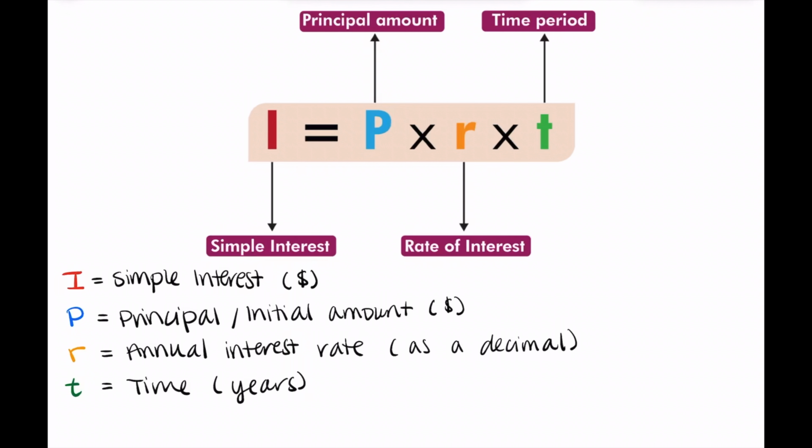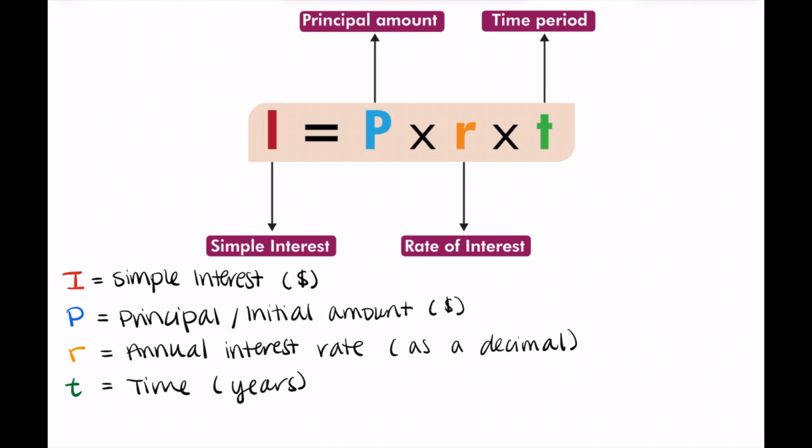Now that we've defined what simple interest is, as well as its real-world examples, let's look at the formula. The formula for simple interest is I equals P times R times T, where I is our simple interest, and the units for simple interest would be dollars. P is your principal amount, or it can also be referred to as your initial amount. The units for P are also dollars. Then we have our rate of interest, or your annual interest rate.